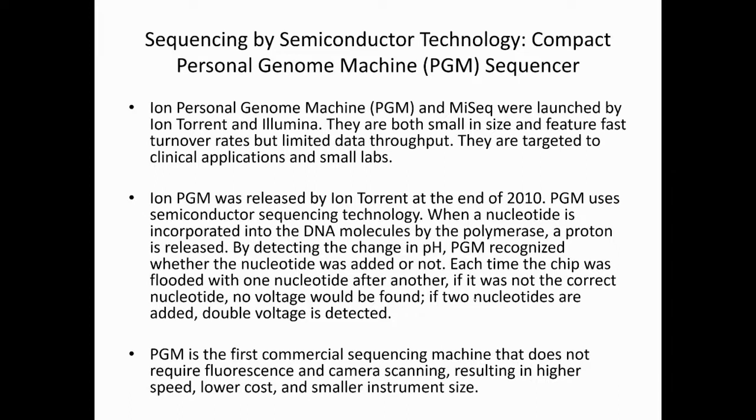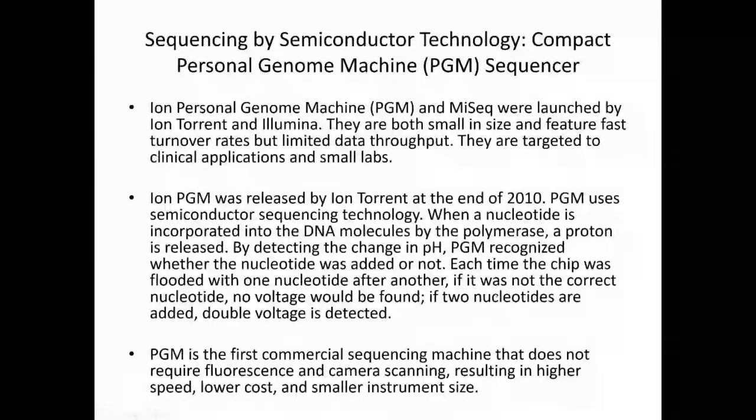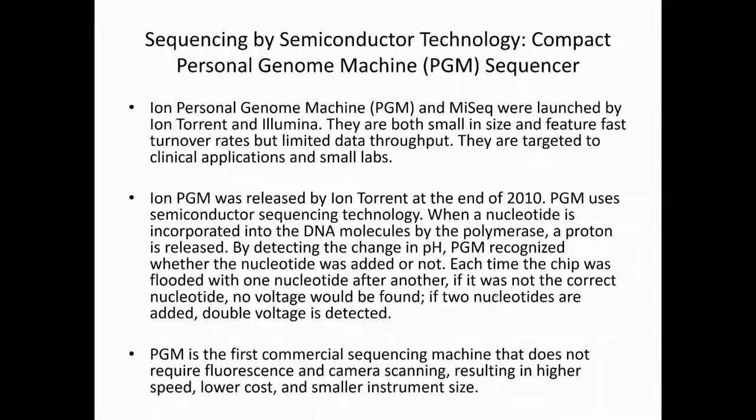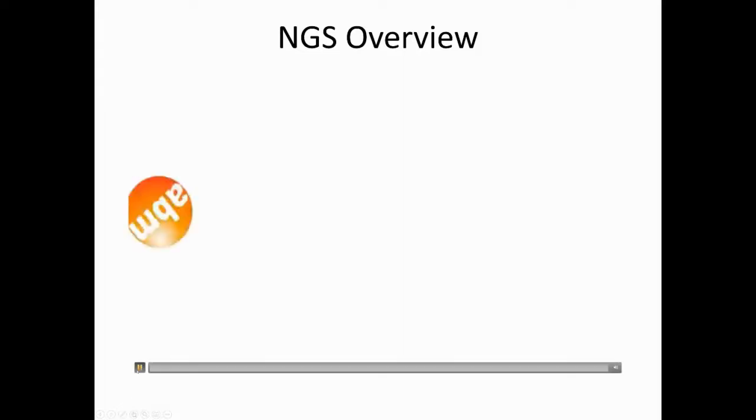Therefore, if you use this semiconductor technology, then you can detect, okay, the presence of the hydrogen. And the presence of hydrogen will change the pH so that they know which nucleotide is added, okay? That's the semiconductor technology. Okay, so I gave you this overview of these 4 different technologies.